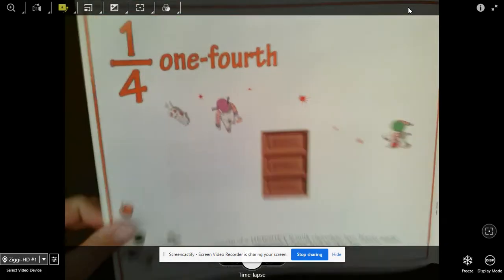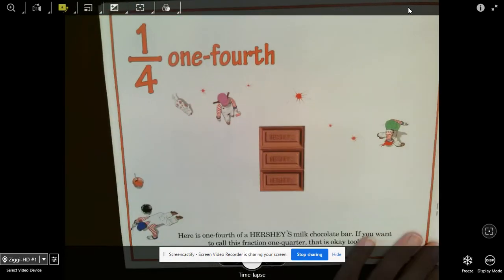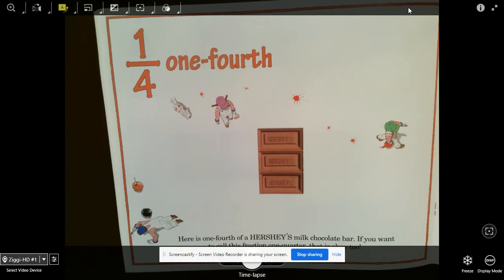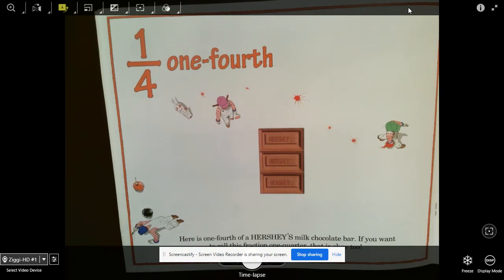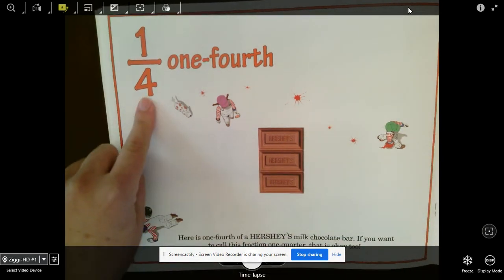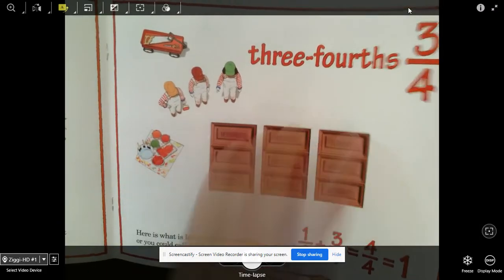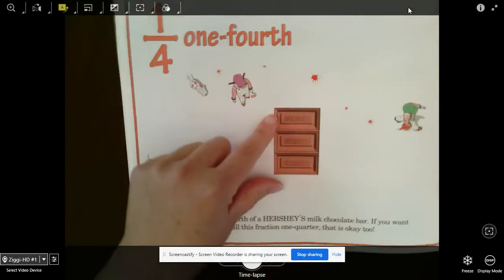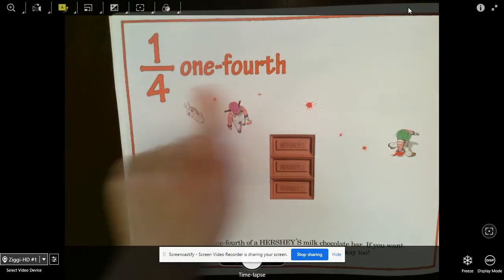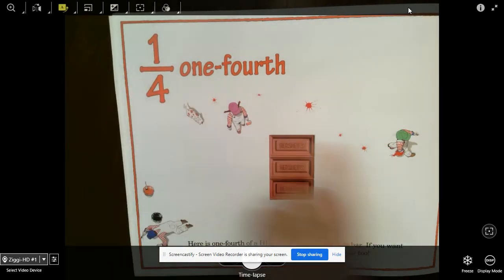Okay, 1/4. Here is 1/4 of a Hershey's milk chocolate bar. You want to call this fraction 1/4? That is okay too. So if I was to divide the whole chocolate bar, I can divide it equally into 4 sections. So you can see both of these pages. There's 1 section, 2 sections, 3 sections, 4 sections. Now I pull just one of those sections, and now that is 1/4. 1/4, because it's 1 out of those 4 sections.